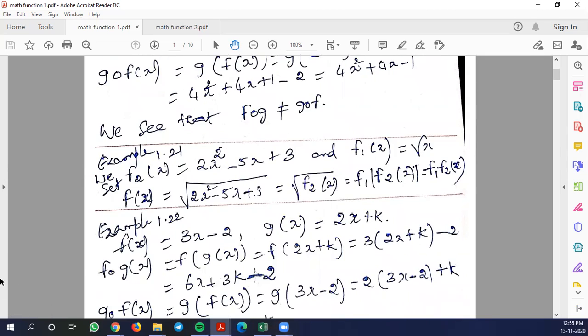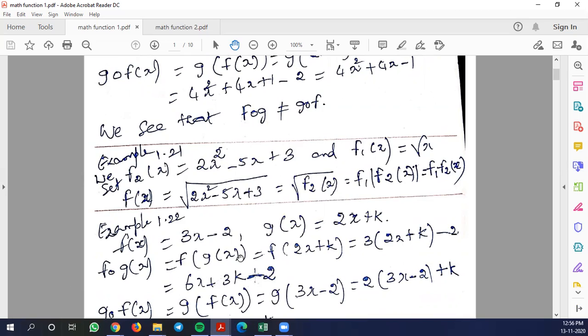So here f of x equals 3x minus 2, g of x is 2x plus k, and it is given f of g equals g of f. Then find the value of k. So for that, first we take f of g of x.